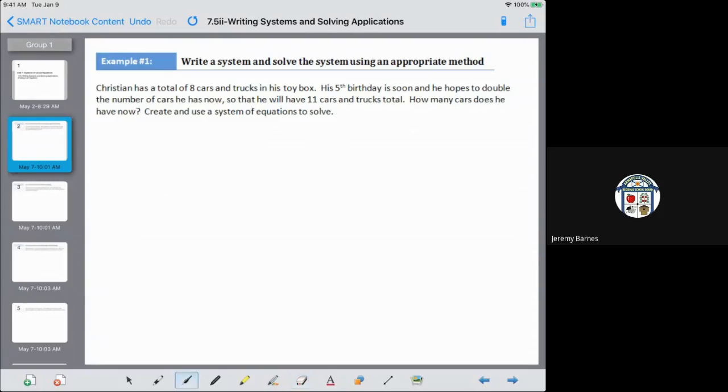So the first step when you're doing these word problems is you want to first state what your unknowns or what your variables are. In this case, Christian wants to know how many cars he has and how many trucks. So we're going to say that C is going to represent the number of cars, and T is going to represent the number of trucks.